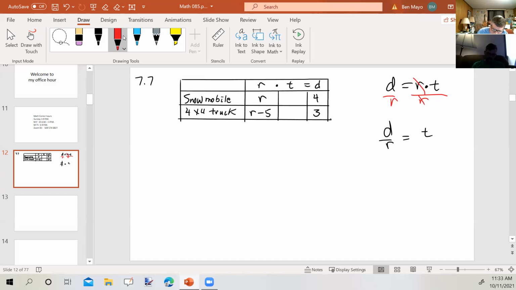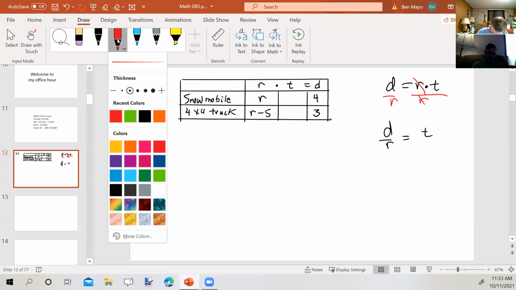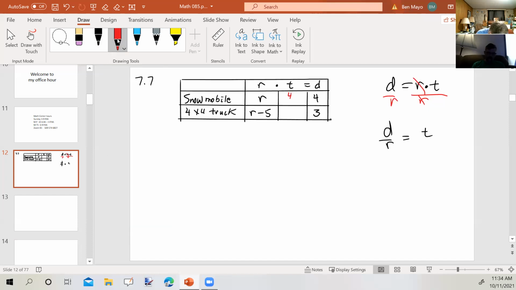So we could fill in the missing values in the table using this. If time is distance divided by rate, then time would be 4 divided by r, that is distance divided by rate. And in the bottom, it would be 3 divided by r minus 5. So we could fill in that variable in terms of the other variables in the formula. Any questions about that? Okay, let's take a look at another example similar to that.